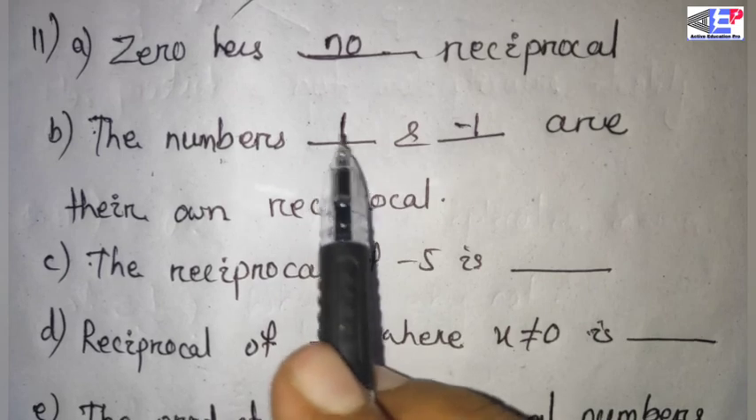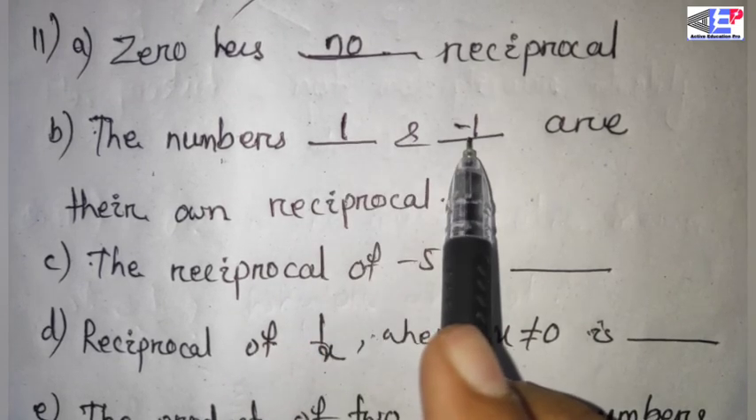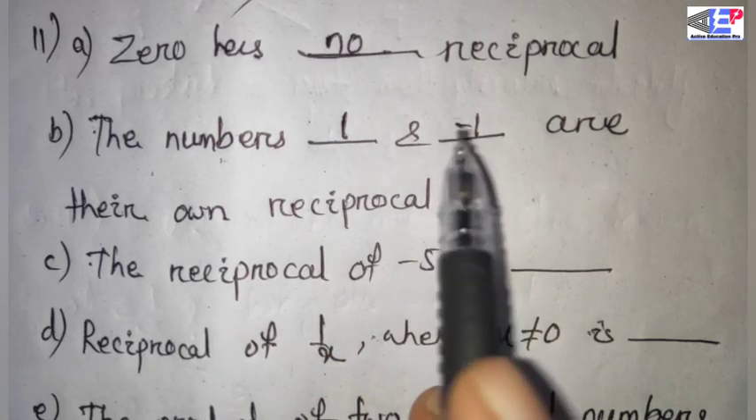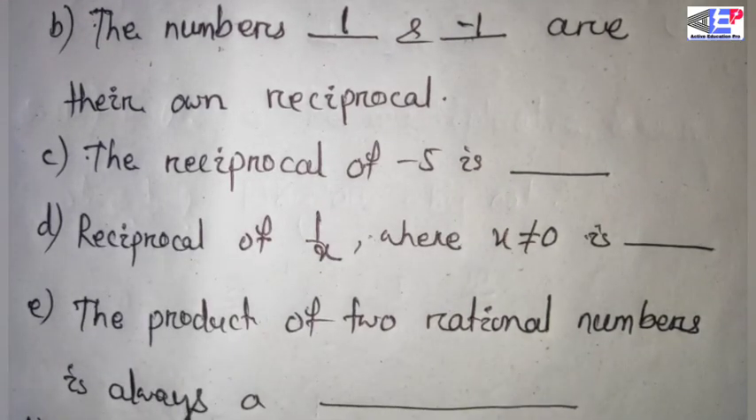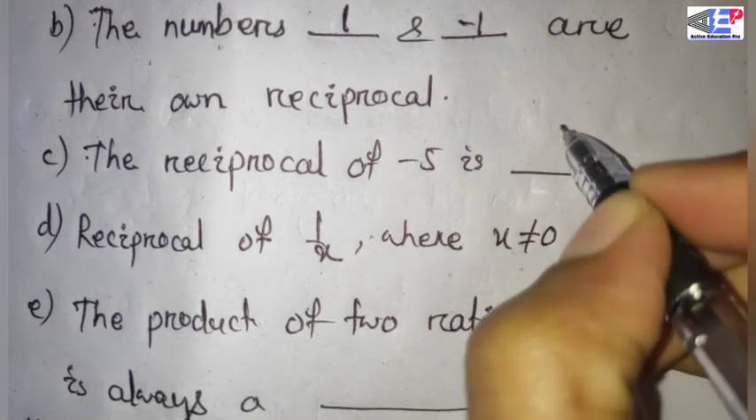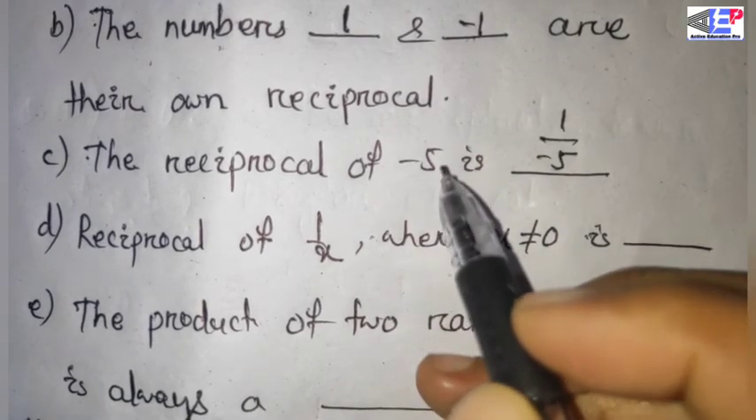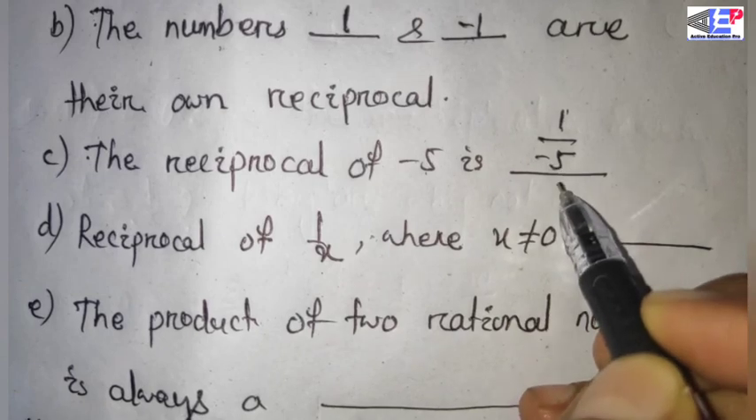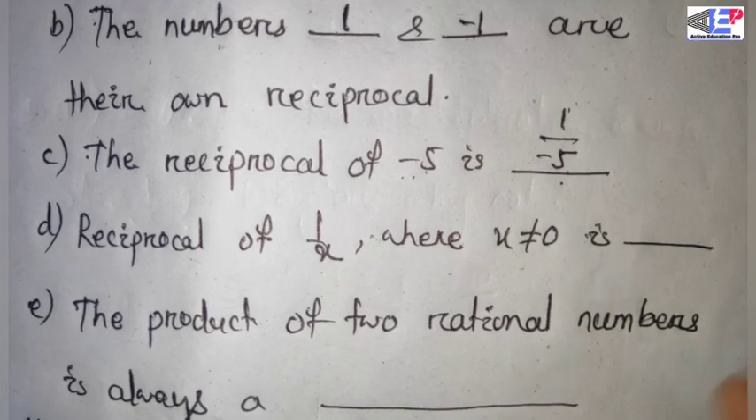We multiply 1 with 1 to find the multiplicative identity 1. Similarly, we multiply minus 1 with minus 1 to get 1 as its product result. So 1 and minus 1 are their own reciprocal. Bit C, the reciprocal of minus 5 is dash. I told you at the time of reciprocal, don't change its sign, just change its position. So here your answer is 1 by minus 5. If you multiply minus 5 with 1 by minus 5, then the product result is 1. So the reciprocal of minus 5 is 1 by minus 5.